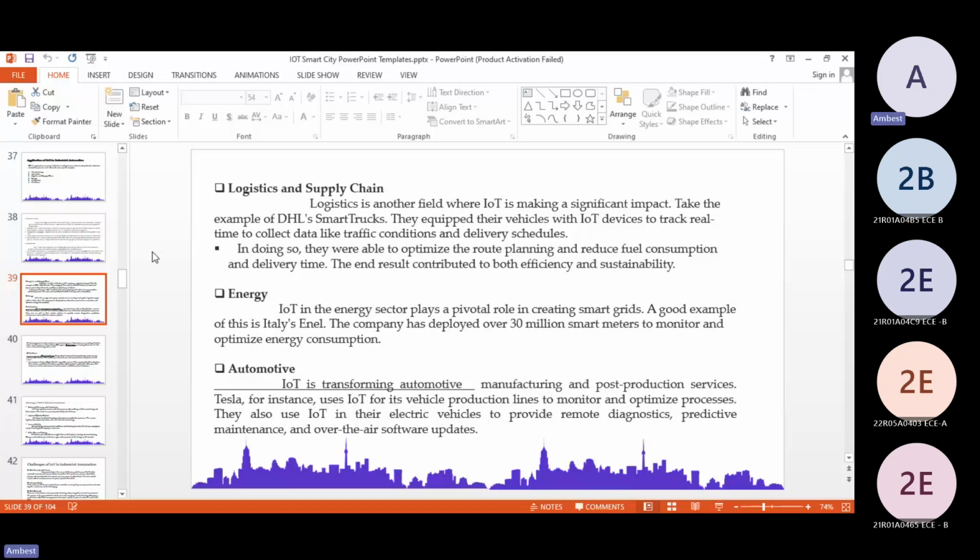This company has deployed over 30 million smart meters to monitor and optimize energy consumption. Energy consumption is more important for electricity because it only keeps increasing. But coming to IoT applications, nowadays it has been decreasing within a smart phase.